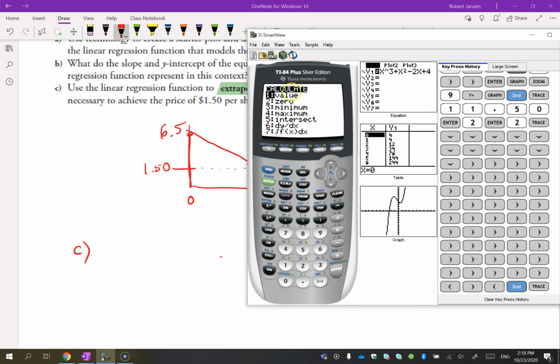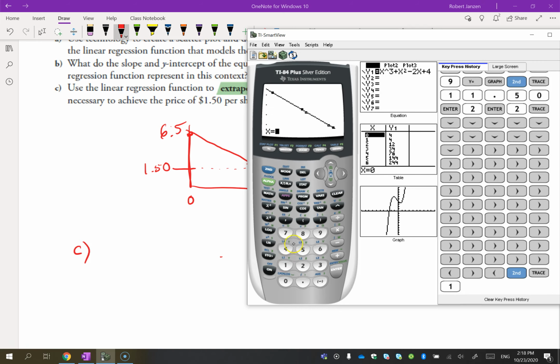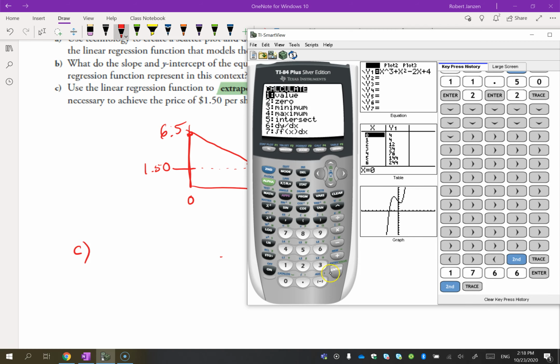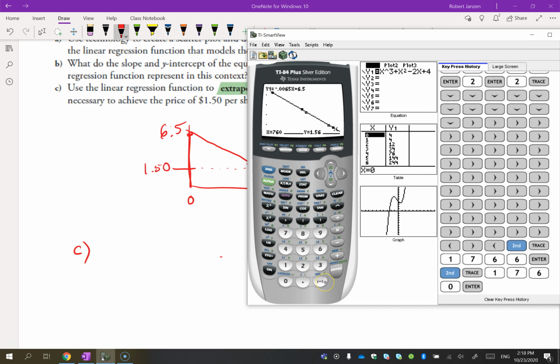Let's go to value and put 766 and see what that gives me. Okay, that gives me $1.52. So maybe let's try just 760. What if I put 760 in? Well, that's going to cost me more, so then let's try 755. I'm just playing around with my values here till I get to 1.50.